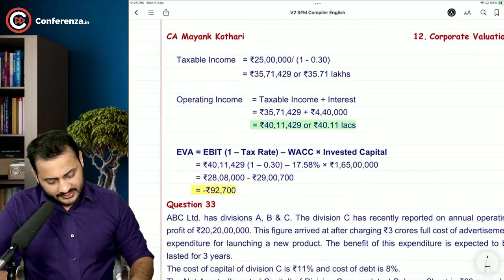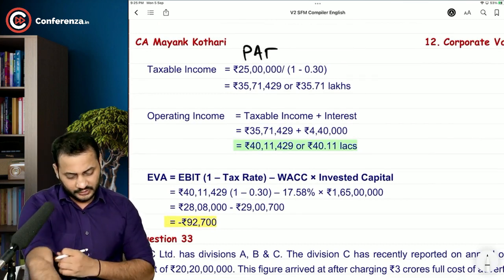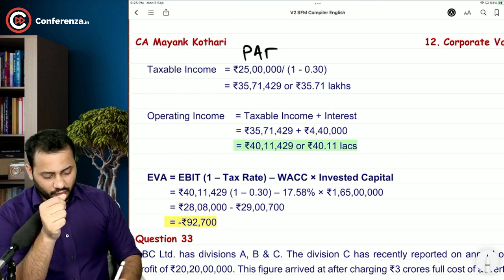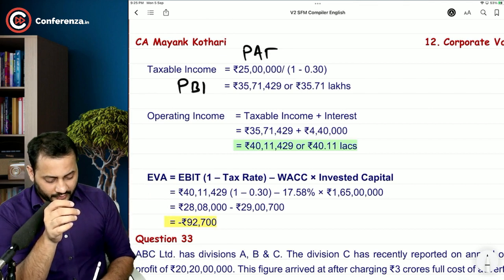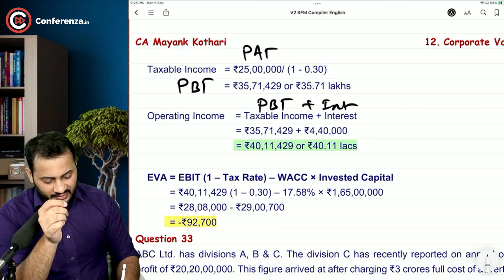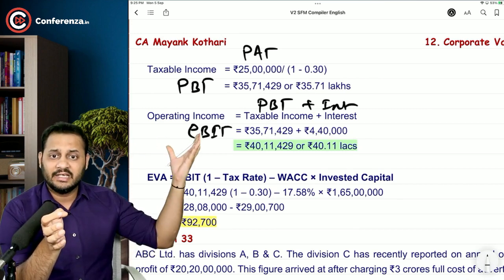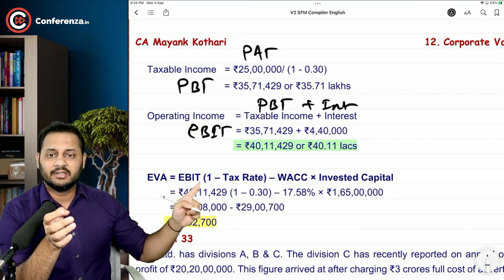And taxable income. See, this is the profit after tax, I think. Yeah. What is given in this question is profit after tax of 25 lakhs. So once you divide it by 1 minus 0.30, you will calculate profit before tax. And in profit before tax, you will add the interest to make it profit before interest and tax. You needed EBIT, right? So this is the EBIT.